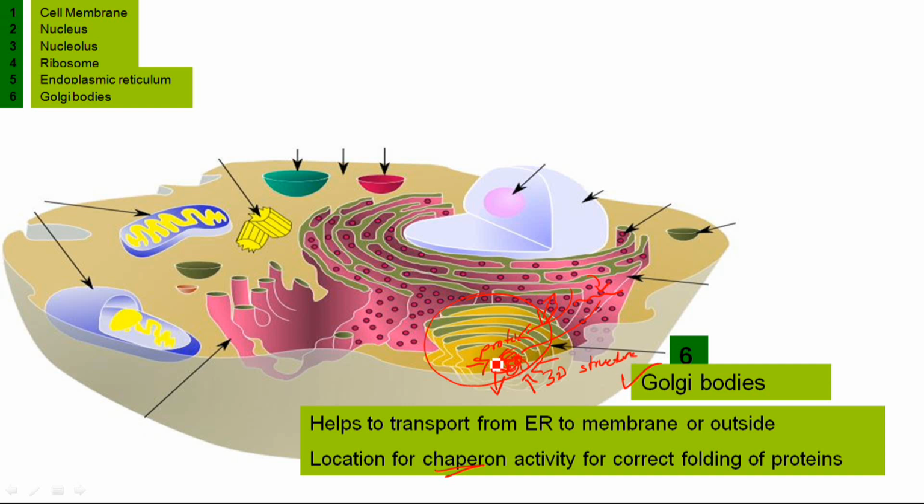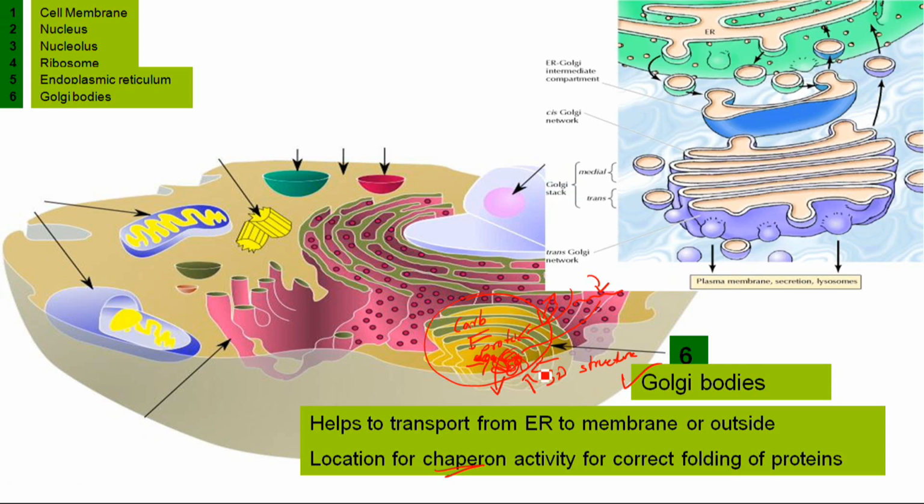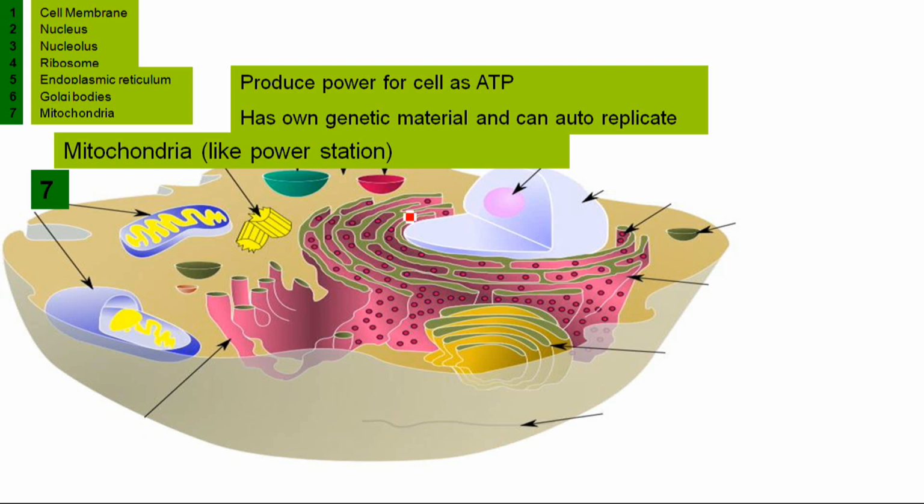And in the case of when the protein needs the carbohydrate moieties, those carbohydrate moieties are attached inside of these Golgi bodies. Next, the mitochondria. Mitochondria is called the power station of the cell, because mitochondria is the only organelle that produces the ATP. ATP is used as a source of power for the cellular function.